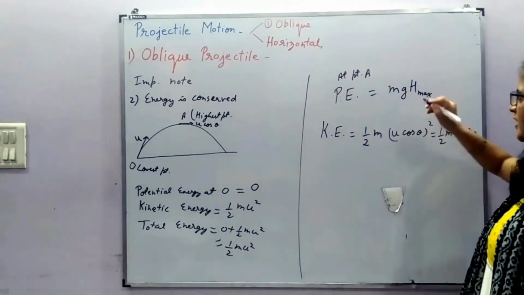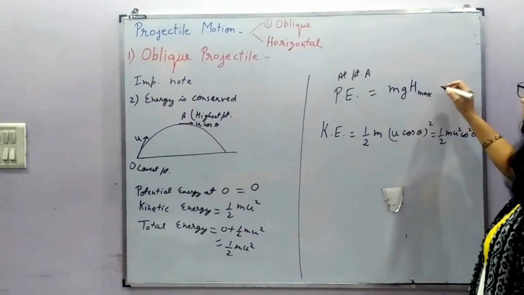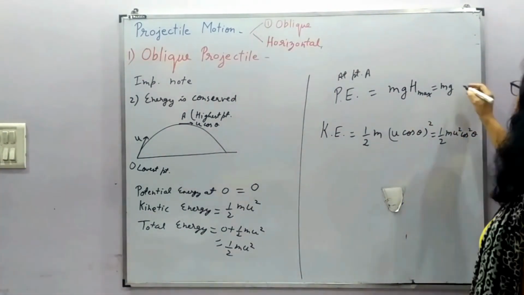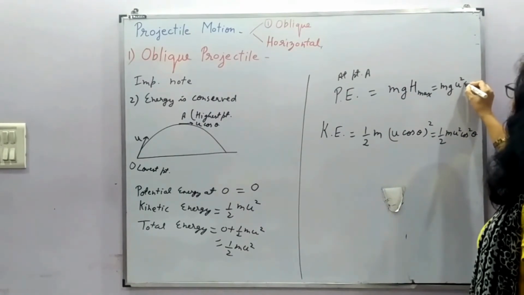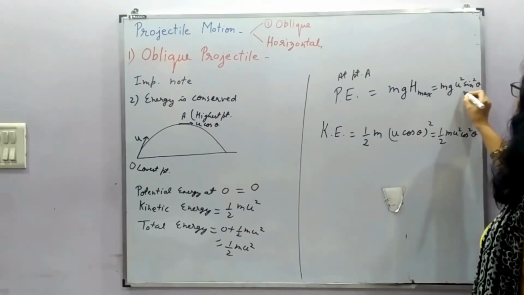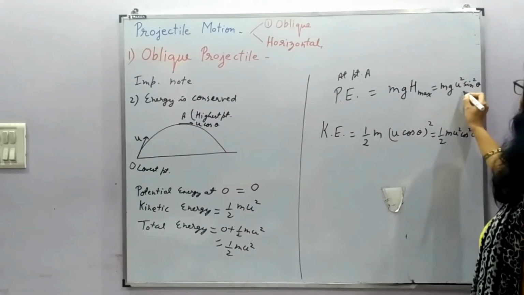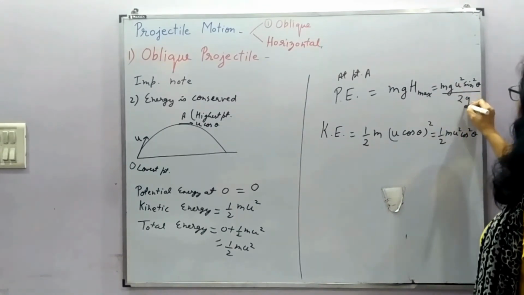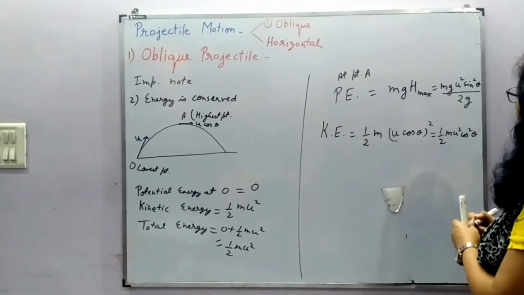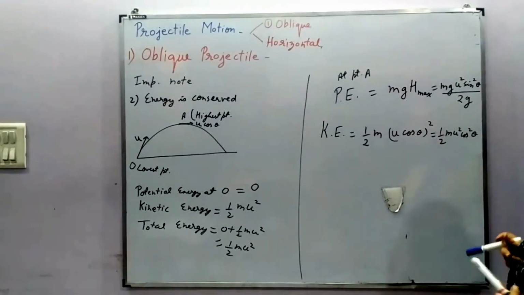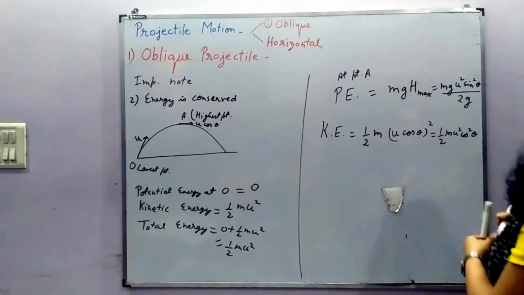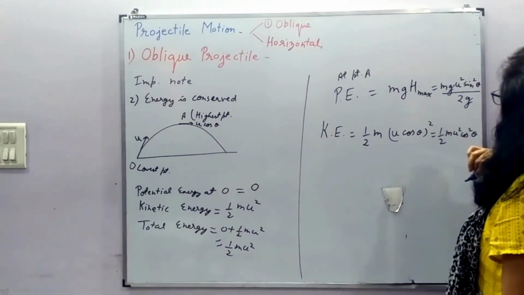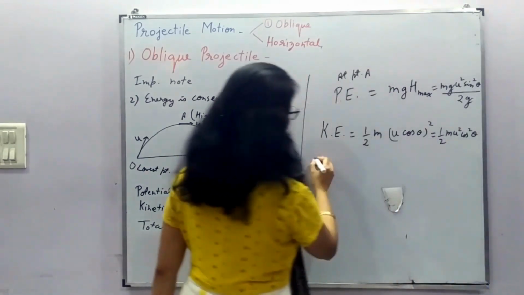If I am writing potential energy, this will be mg h max. So this will be mg. What is the formula for h max? This is u square sine square theta upon 2g. Yes. So what will it be? So this will be cancelled. g will be cancelled. Now what will be the total energy?